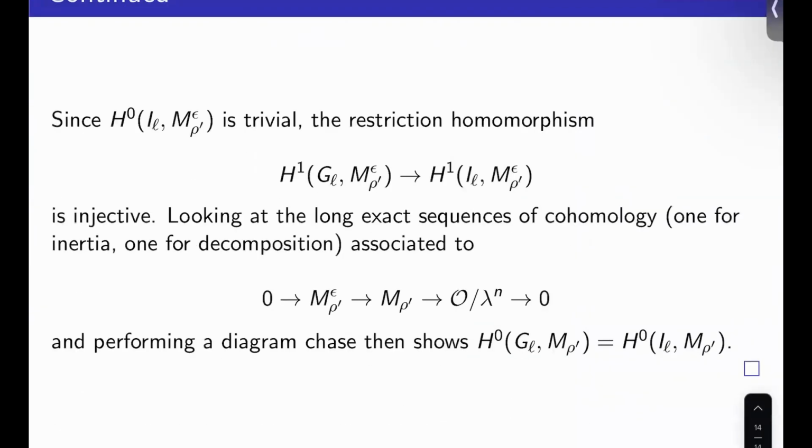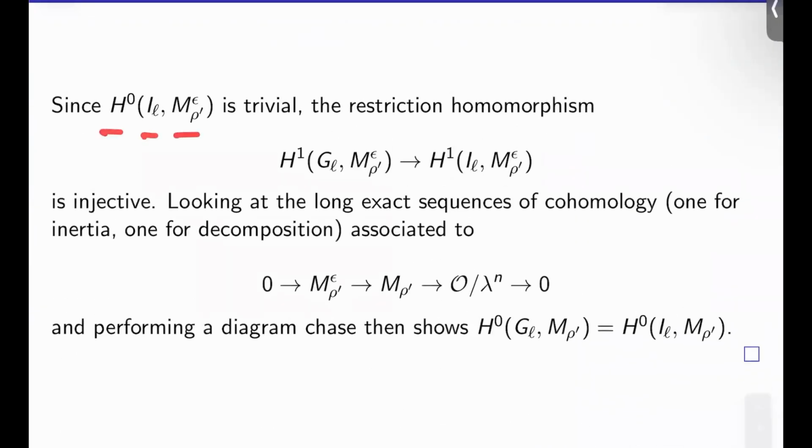All right, so we know H0 IL M epsilon rho prime is trivial because this is the cyclotomic piece. Okay, so the restriction homomorphism from H1 GL M epsilon rho prime to H1 IL M epsilon rho prime is injective, because the H0 part is trivial. Okay. And now you just gotta, I'm not gonna write down any details here. It's not hard though, I promise.